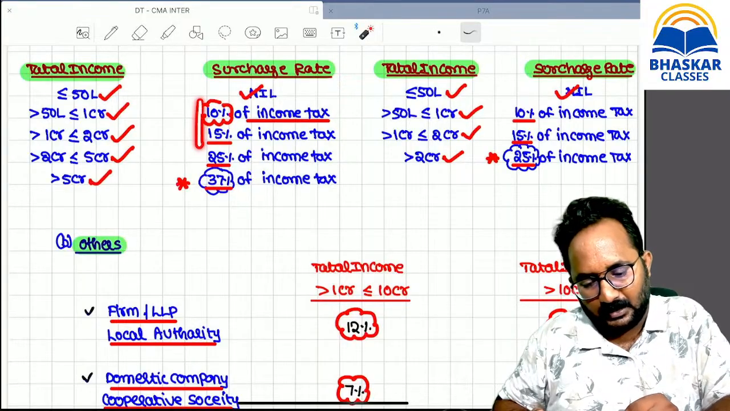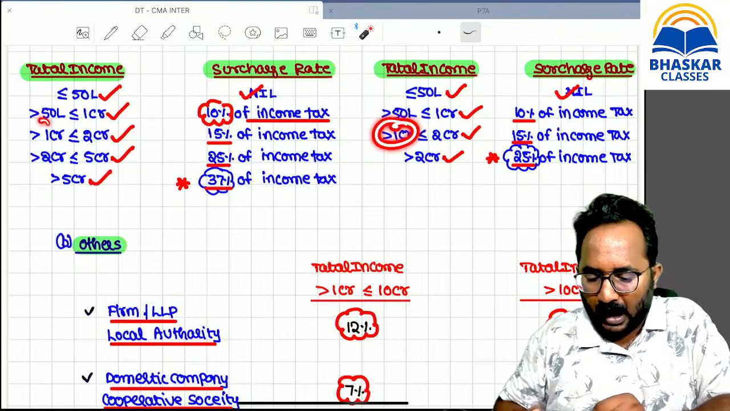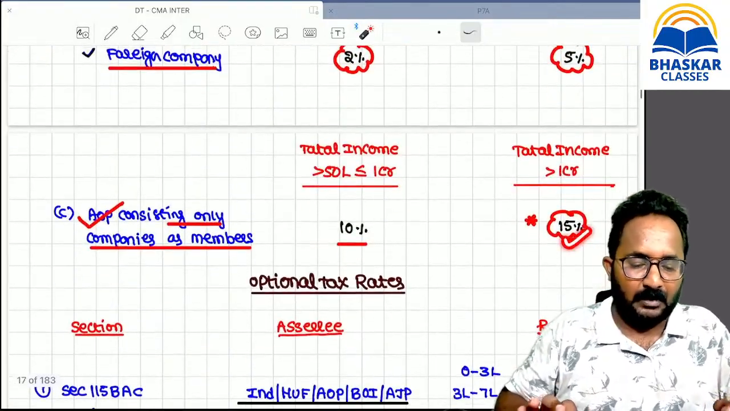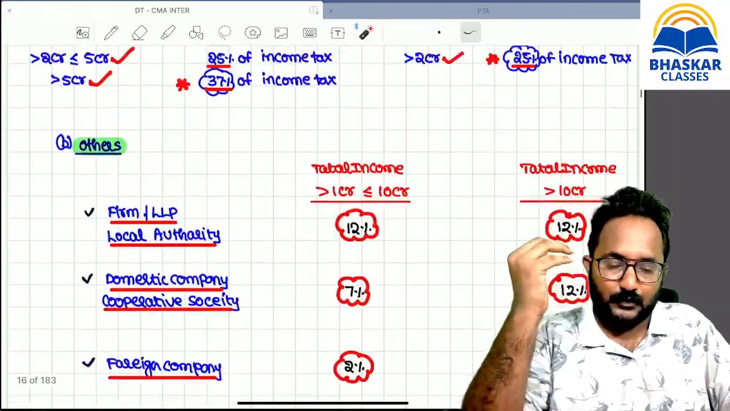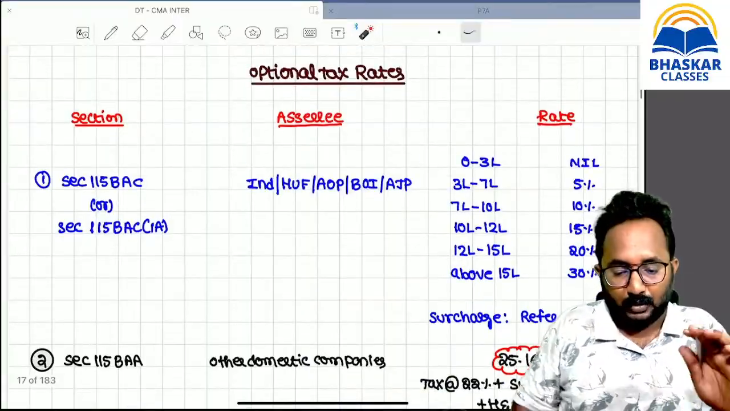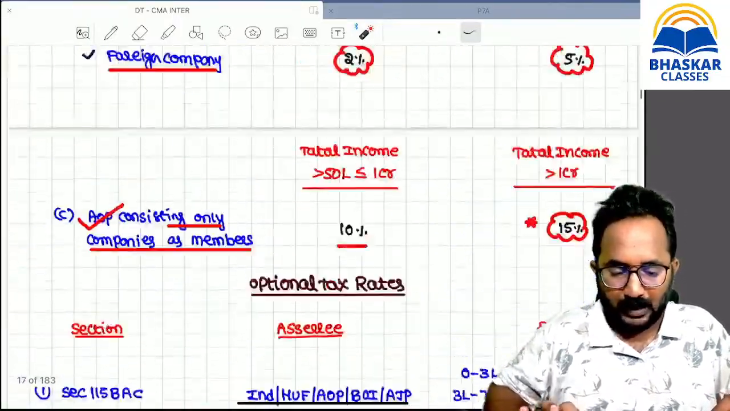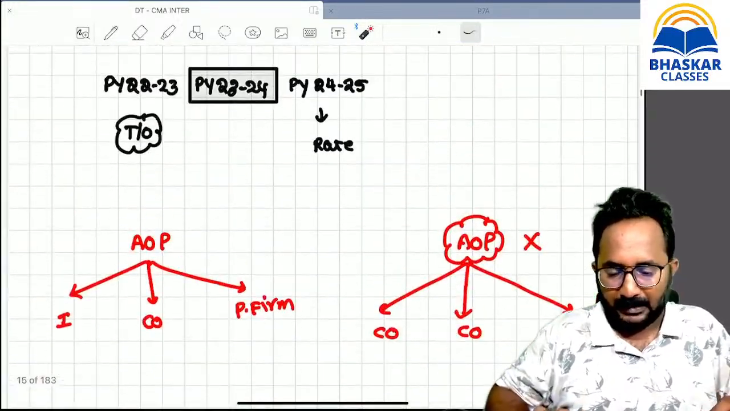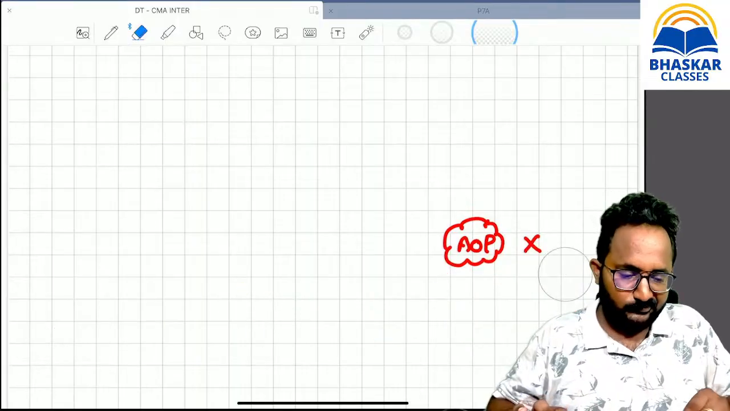Here also 10% and 15%. But more than 1 crore, always here what? 15% only. So, if you understood the surcharge rates, then I want to tell you one theory. If you have energy, you can write it down. I want to tell you, it is the most important also. Listen carefully.